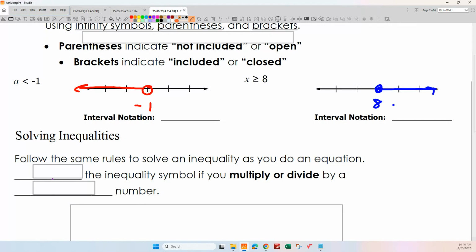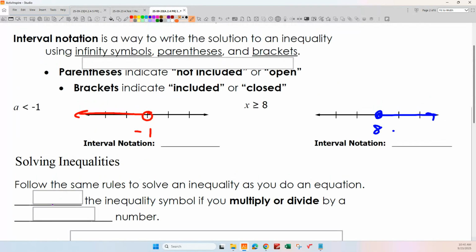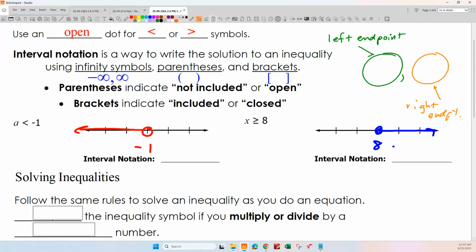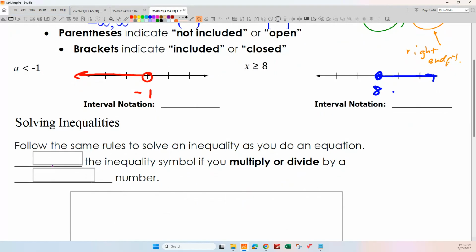Okay, so we've written these with inequality notation, the way we write them using inequalities. We can also write these another way. Sometimes in math we prefer to use a different kind of notation called interval notation. It looks different. It uses infinity symbols, parentheses and brackets, and then a comma. It's easier to think about interval notation when you graph it first.